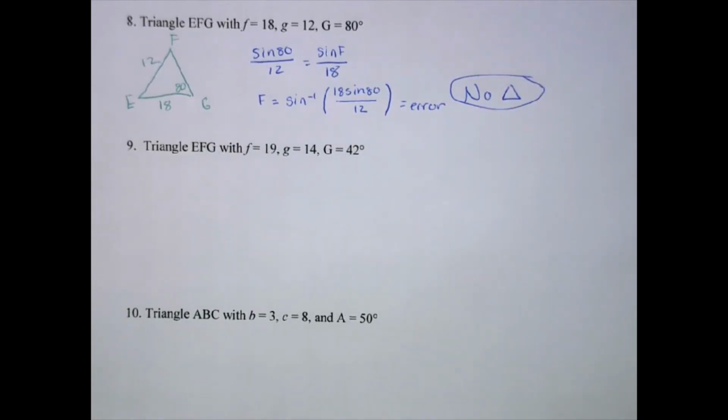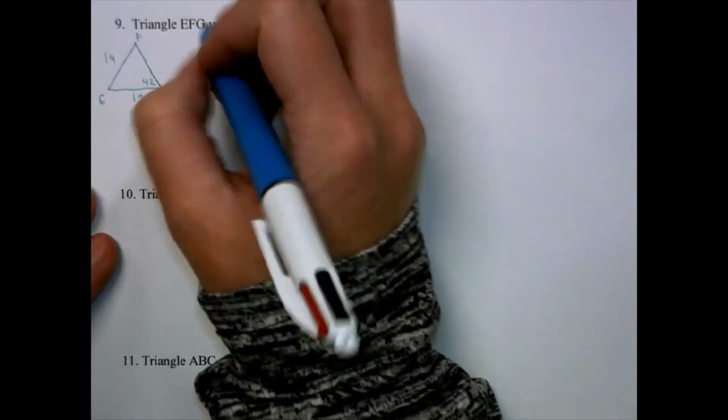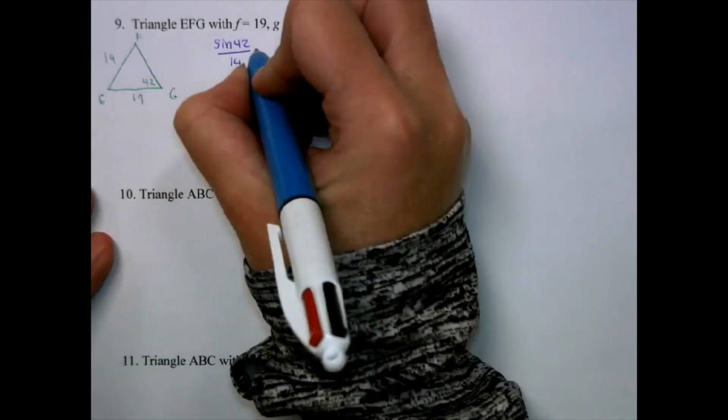Okay, next one, another ambiguous case. So we'll start with sine 42 over 14 equals sine of f over 19.